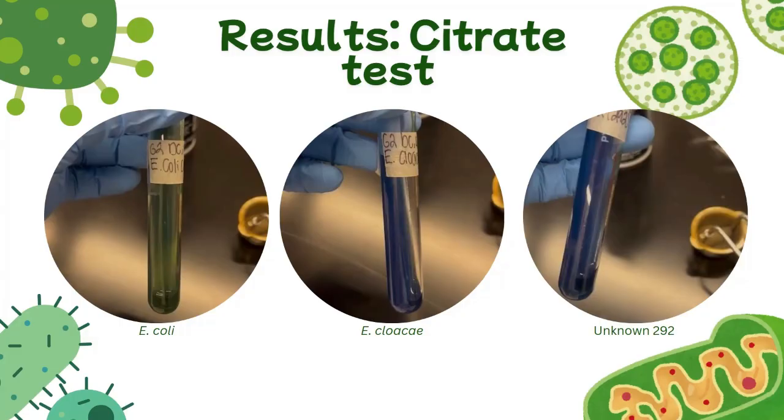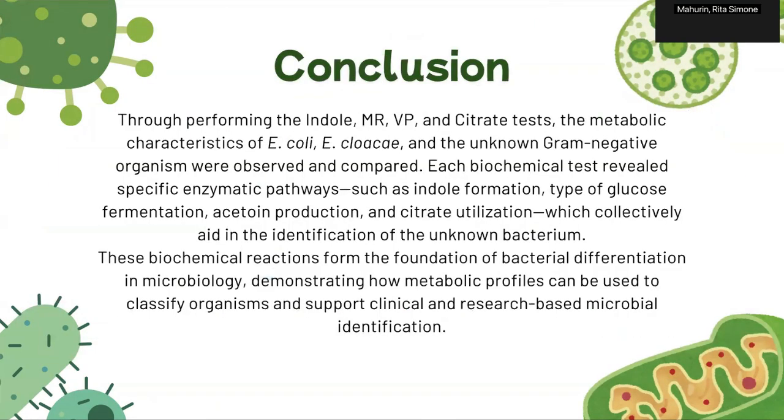And like I said, the blue color indicates alkalinization due to citrate utilization. So the E. coli can't use citrate and the E. cloacae can. In conclusion, by performing the indole, MR, VP, and citrate tests, the metabolic characteristics of E. coli, E. cloacae, and the unknown gram-negative organism were observed and compared.